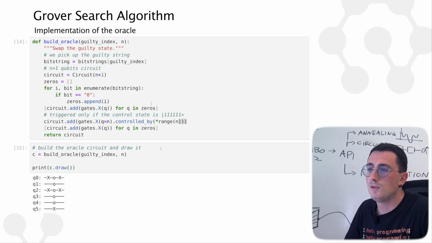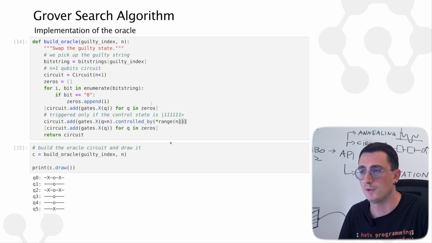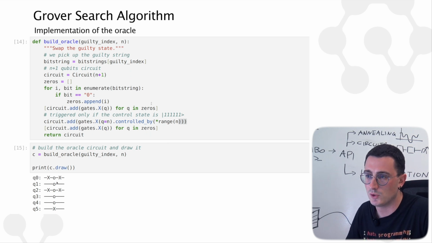C.draw. As you can see, since our guilty index is 0, 1, 0, 1, 1, which we saw before corresponds to the number 11, the oracle is implemented with a multi-controlled NOT gate. Before and after the multi-controlled gate, we have a couple of X gates that correspond to positions 0 and 2 in the bit string. Indeed, those are the positions in which we had a couple of zeros.